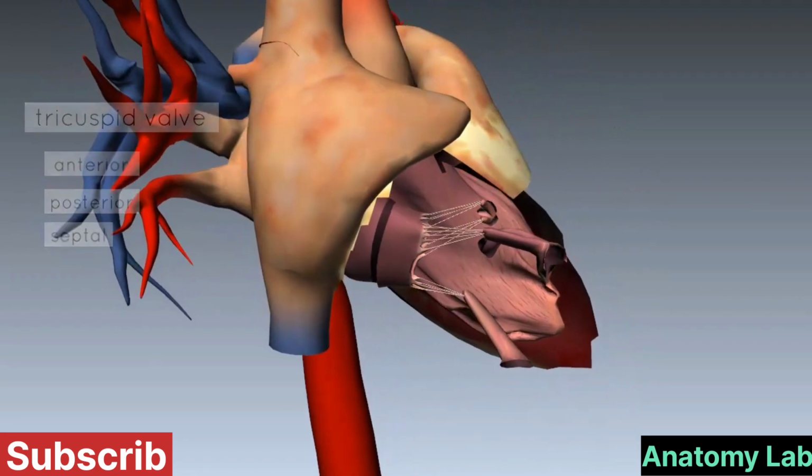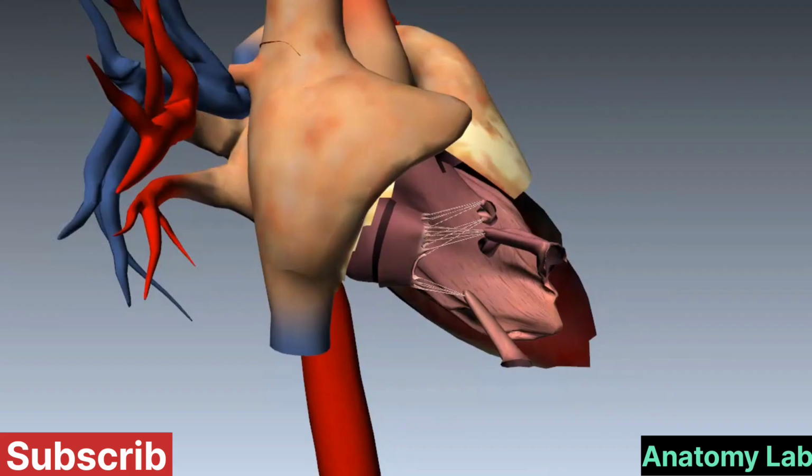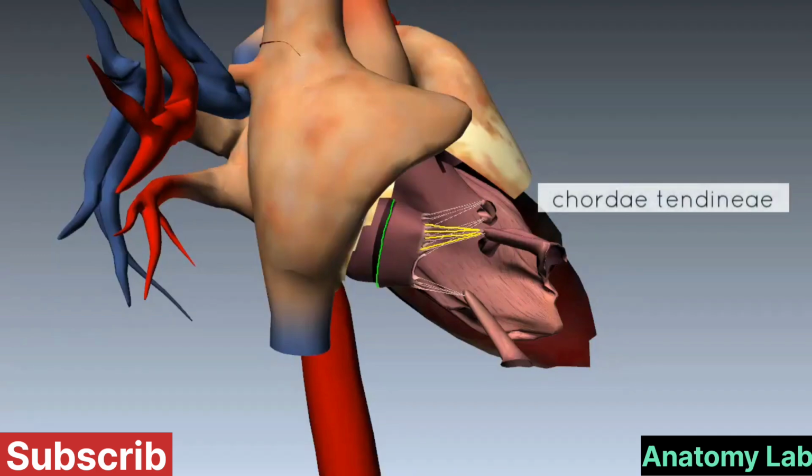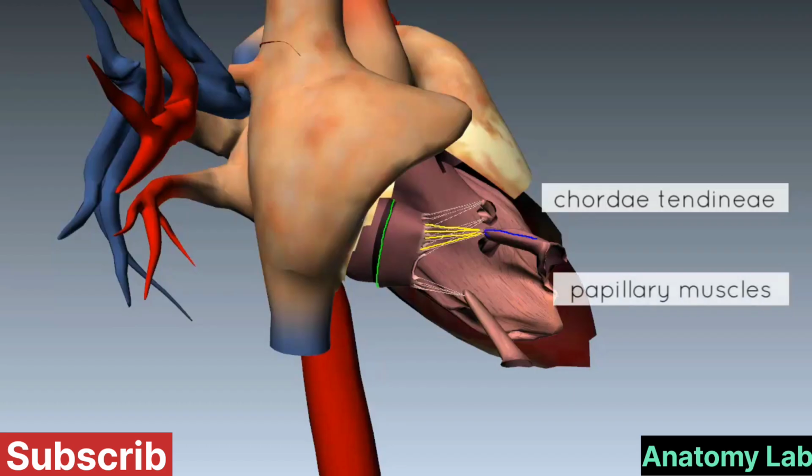At the base of these three cusps, you've got this fibrous ring which surrounds the atrioventricular orifice, and this fibrous ring gives support to this orifice. And then as you can see, these cusps have these cord-like structures coming from them, attaching them to this muscle. These cords, which I'm highlighting here in yellow, are called chordae tendineae, and they attach to the tip of these muscles here, which are called papillary muscles.